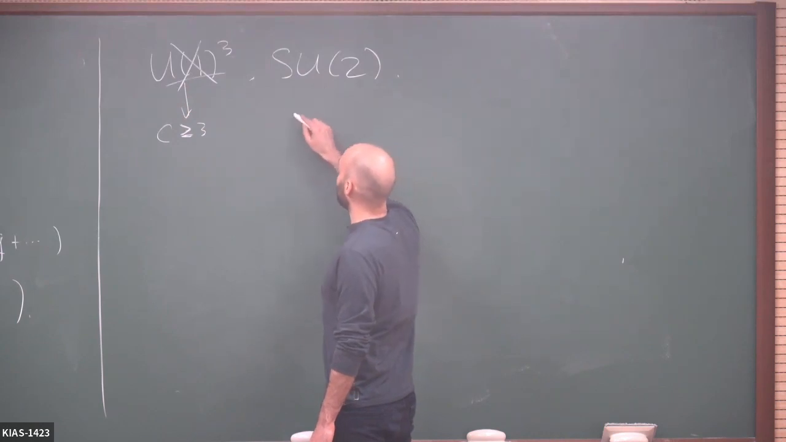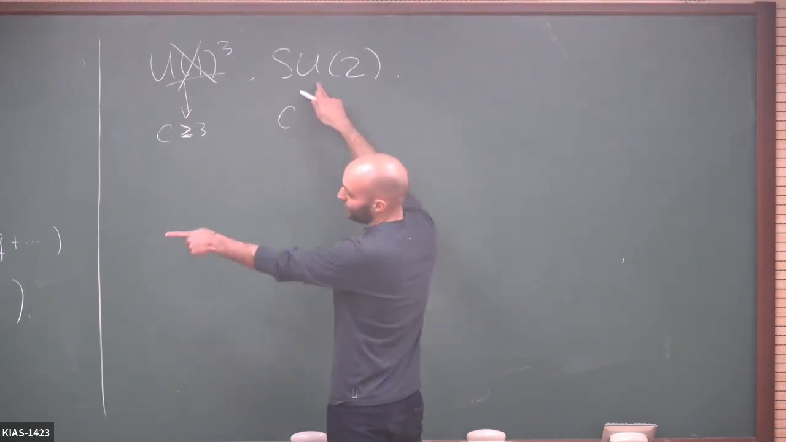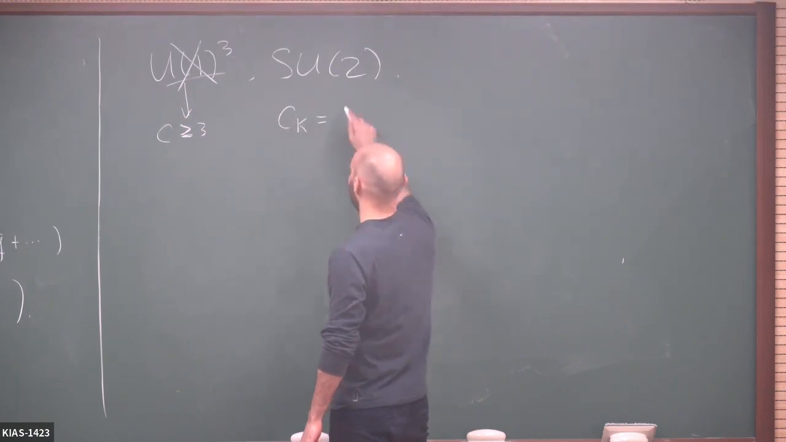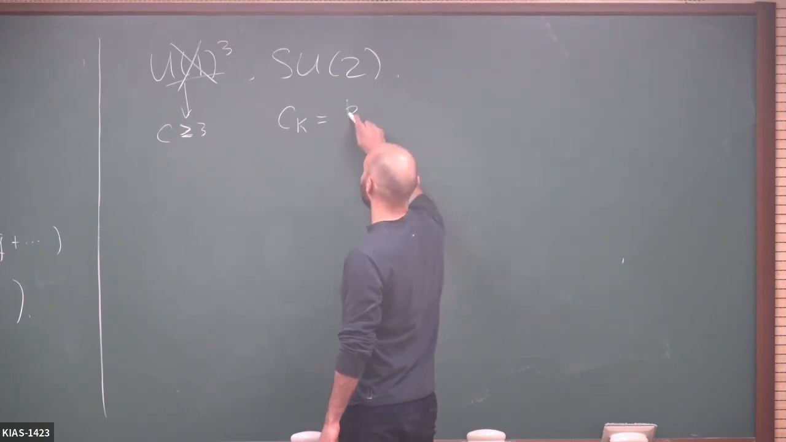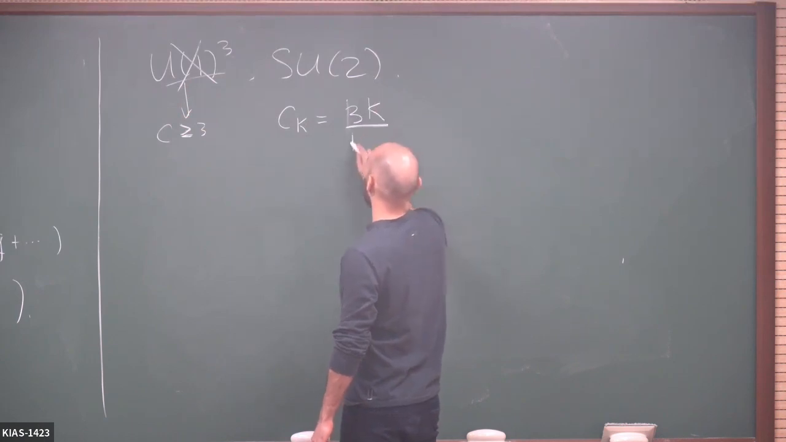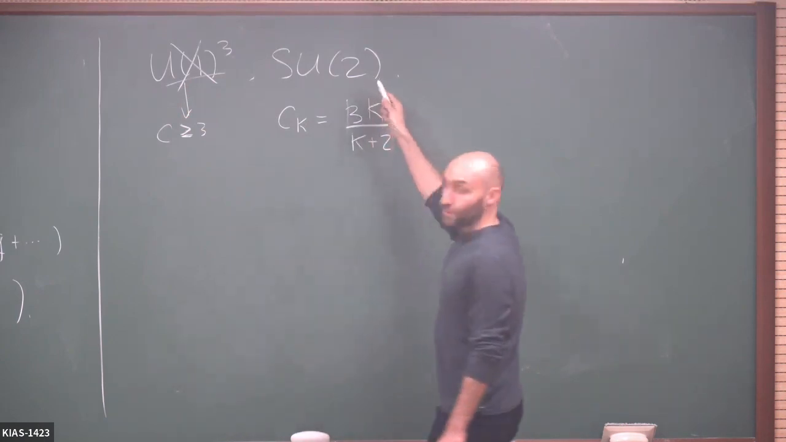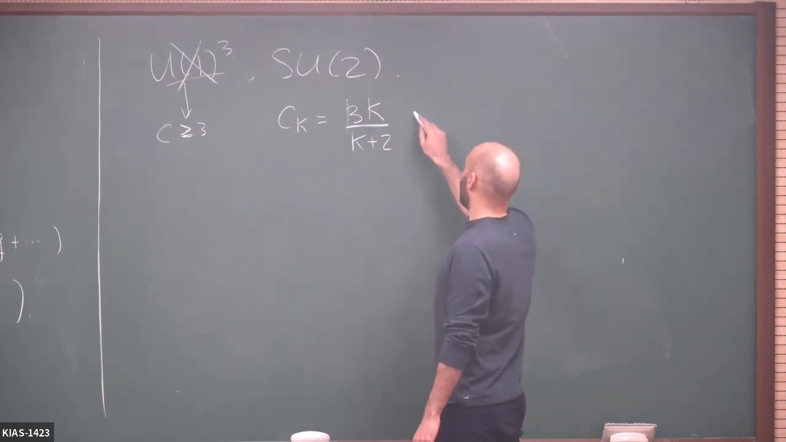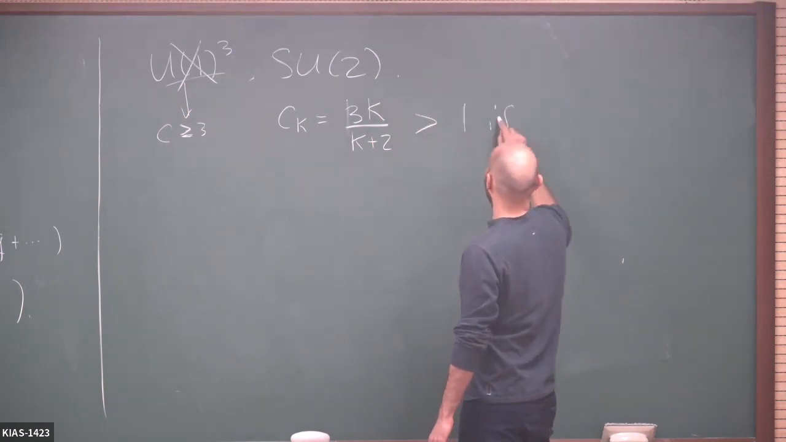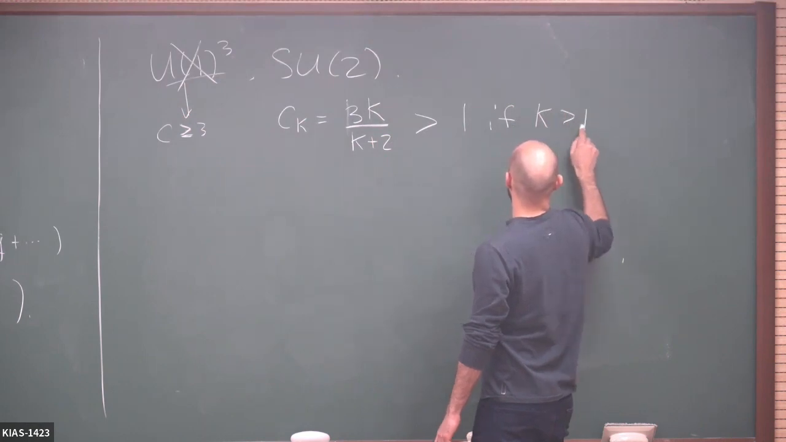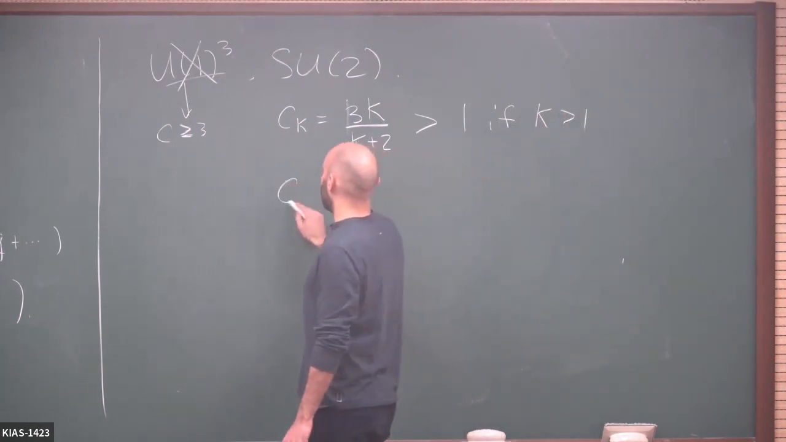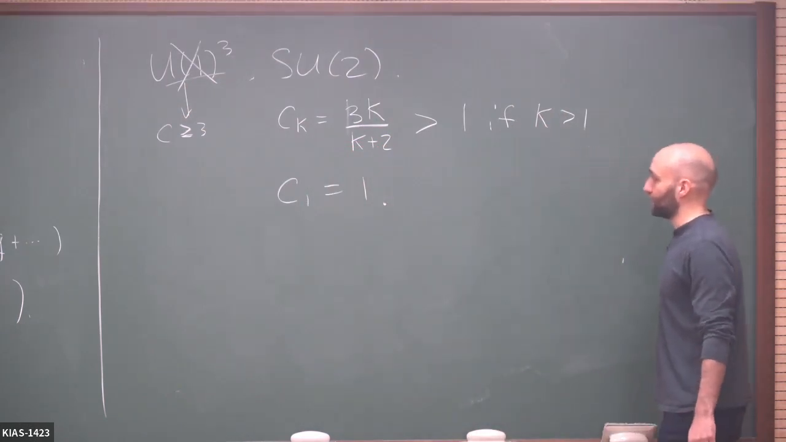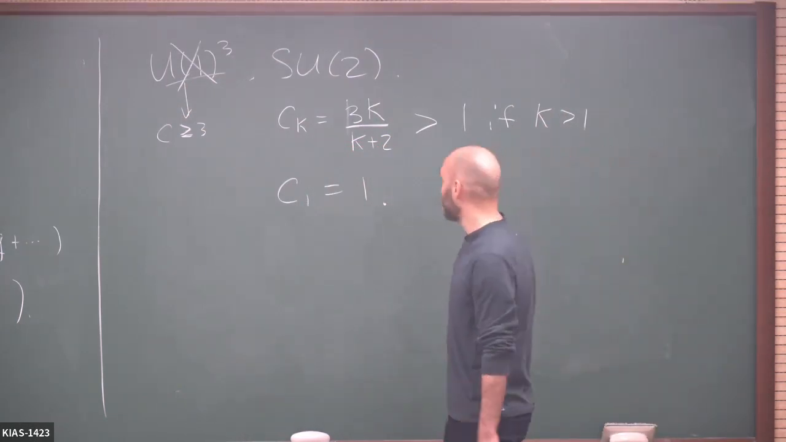However, for SU2, this tells you the global symmetry algebra, but not what level it's at. So we have to decide what level it could be at. Well, the central charge of SU2 at level k is 3k over k plus 2. And in particular, this is greater than 1 if k is greater than 1. So that leaves only k equals 1 as the only viable option. It matches the central charge perfectly.